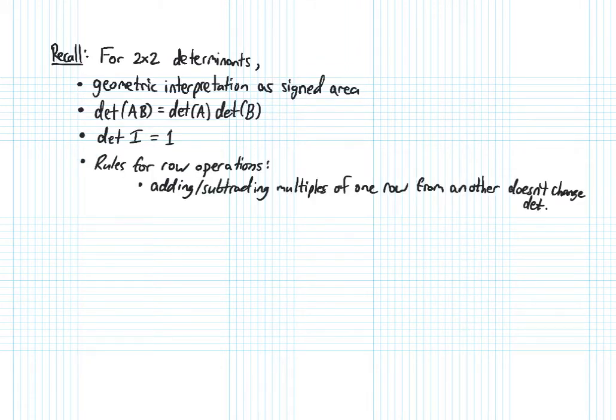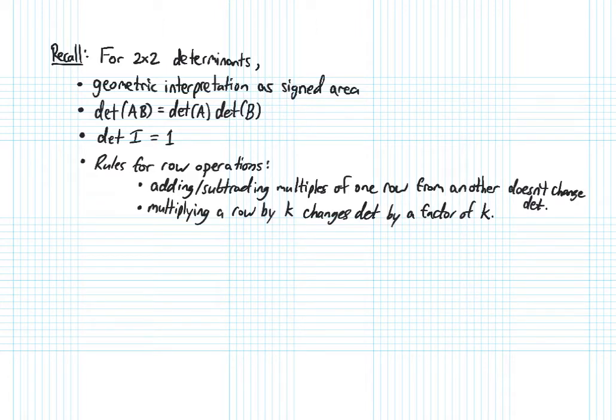And there were rules for row operations. One of them was that adding and subtracting multiples of one row from another doesn't change the determinant. Another was that multiplying a row by k changes the determinant by a factor of k. And then the last one is that swapping two rows changes the determinant by a factor of -1.